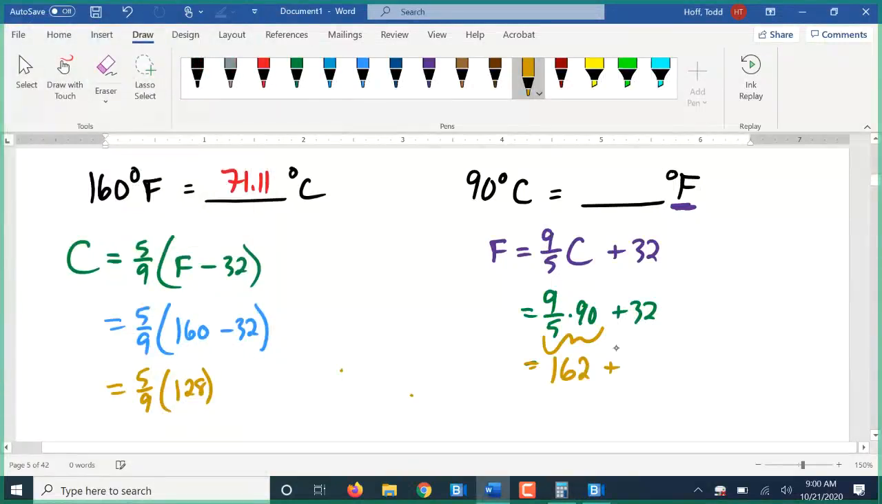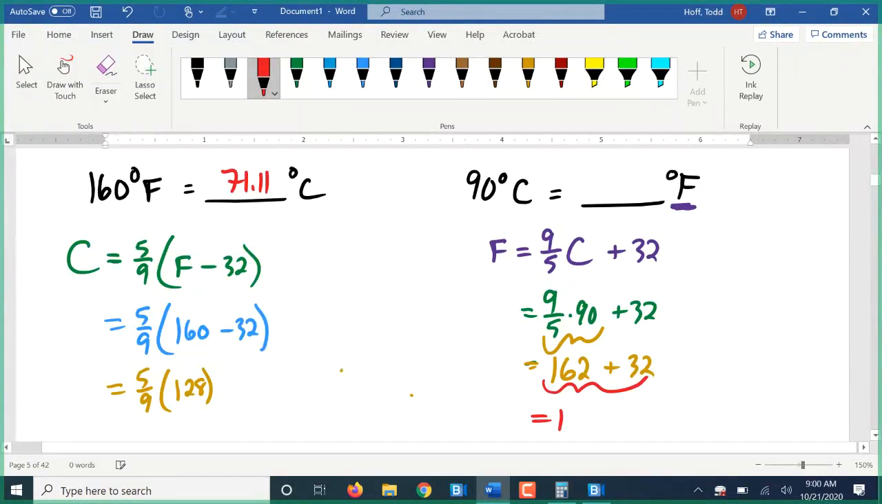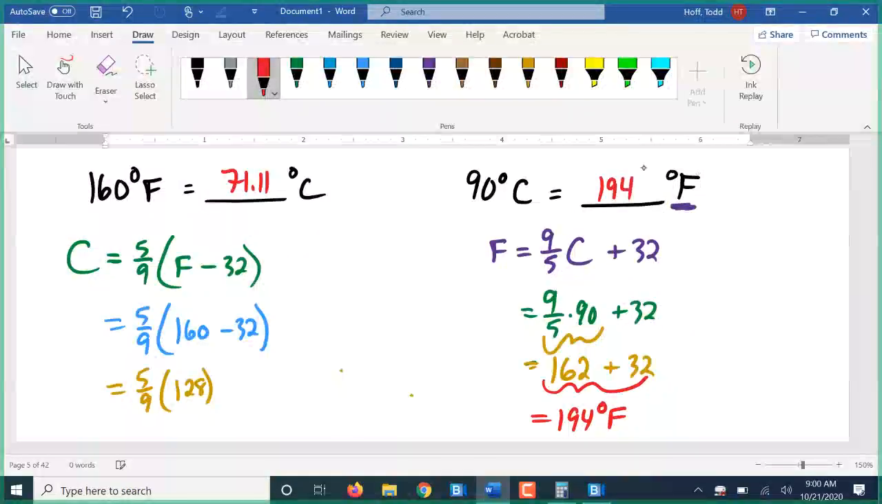It is 162 plus our 32 degrees. That'd be our next step. 162 plus 32 is 194 degrees. So 90 degrees Celsius is 194 degrees Fahrenheit. So we do have to be very careful in those temperature conversions from one scale to the other because they are very, very different.